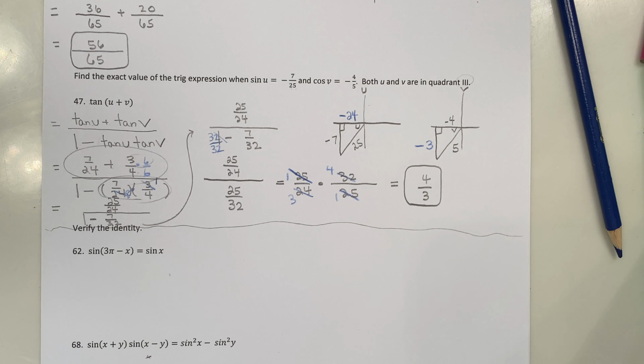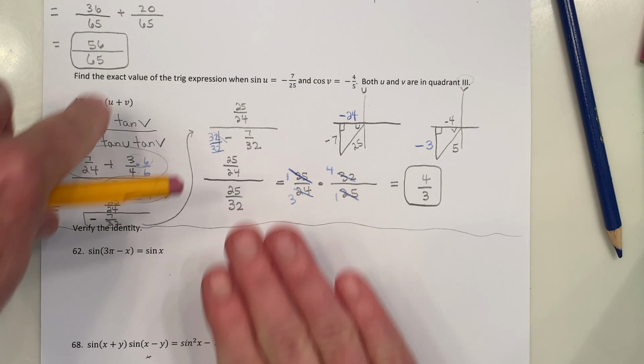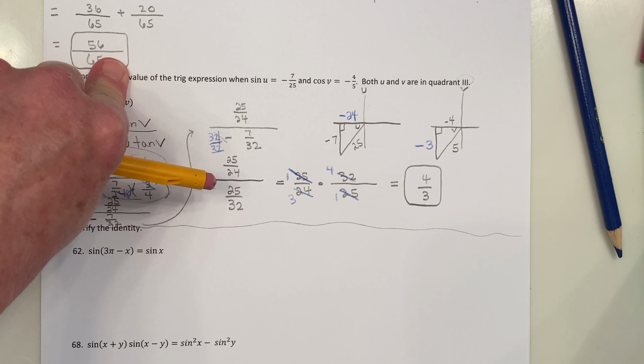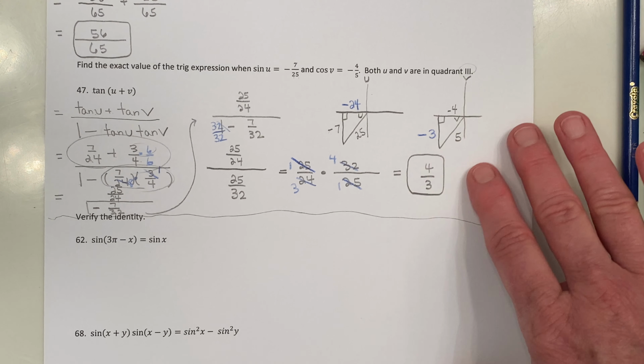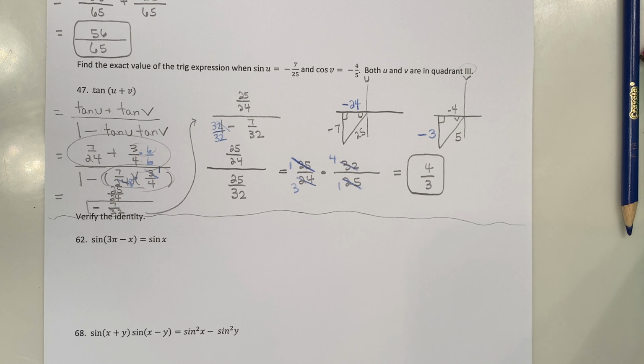Okay, let's continue using sum and difference formulas, but in different contexts. Okay, so it says in 62 and 68, we want to verify these identities. To remember about that process, we take probably the more complicated side of the equation and we work only on that side until we get the other side of the equation.